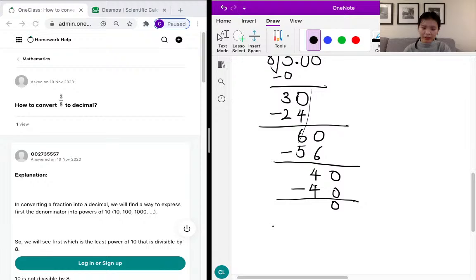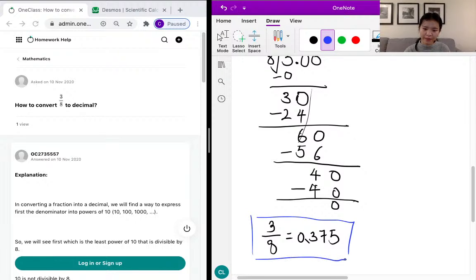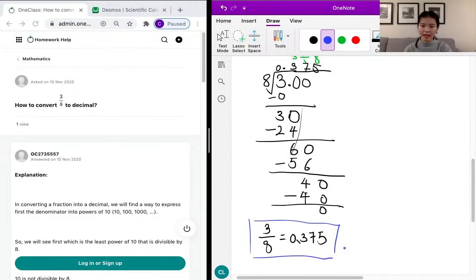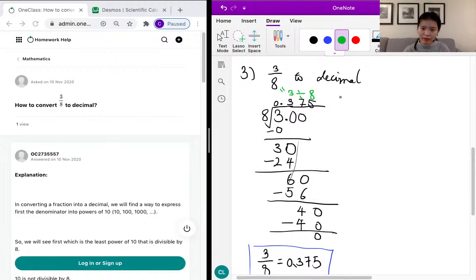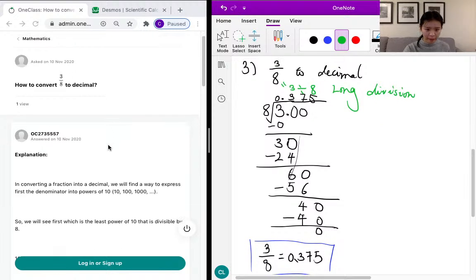So over here, we know that 3 over 8 is equal to 0.375 as a decimal. And this is our answer. Perfect. So this is how we convert a fraction to a decimal. What we do is we just use long division. Very straightforward, isn't it?